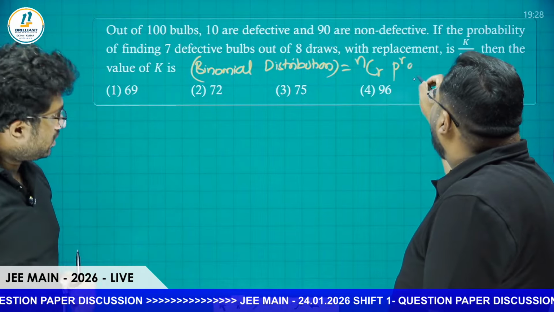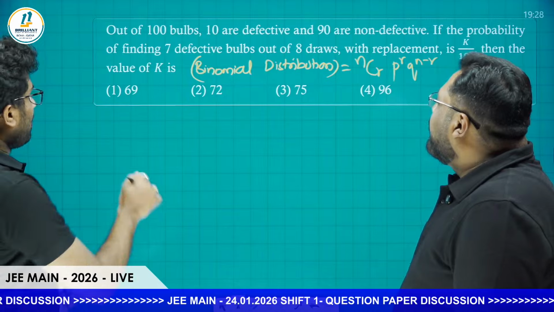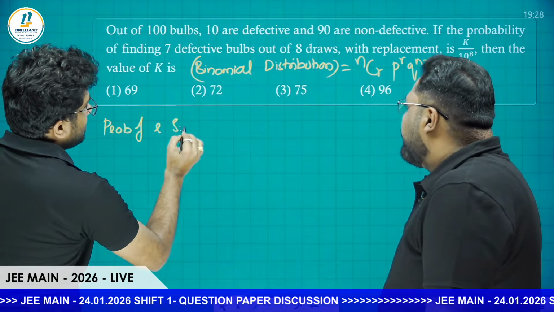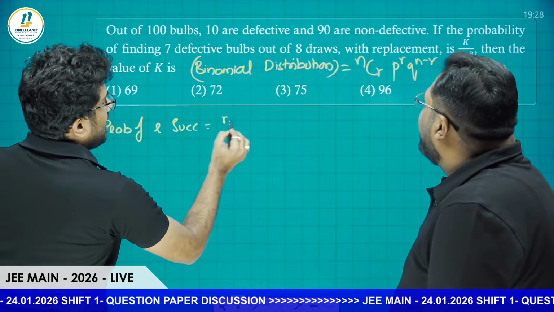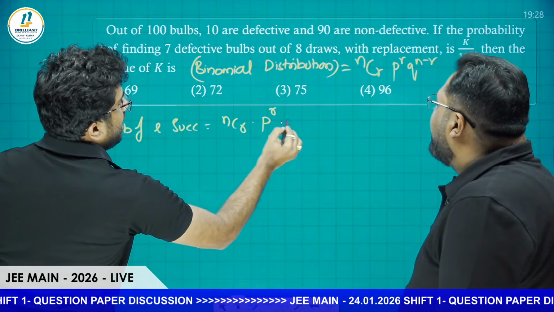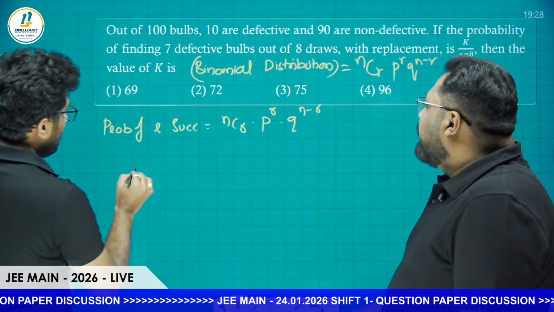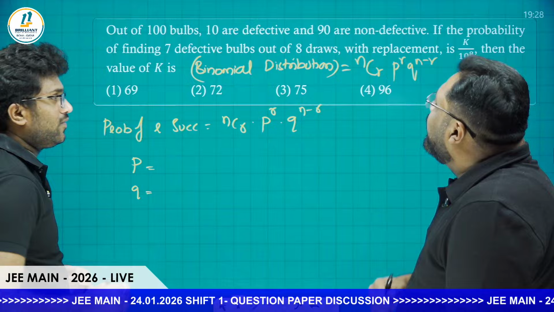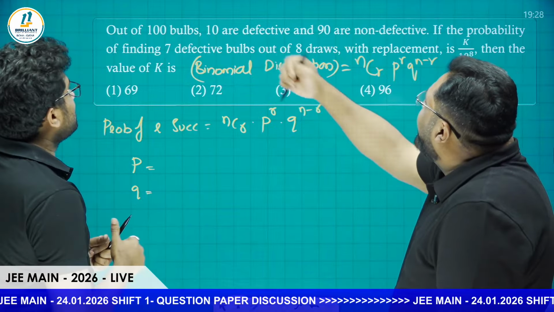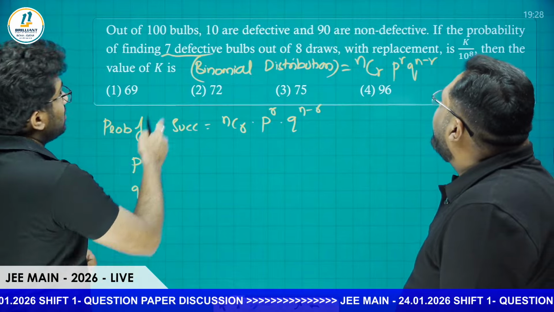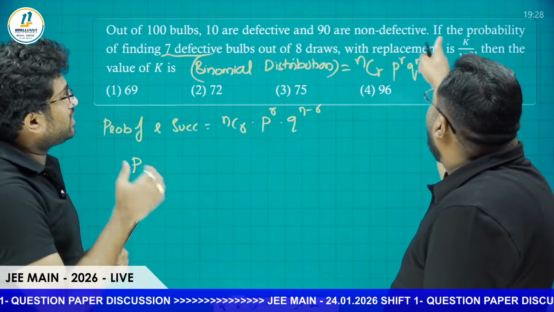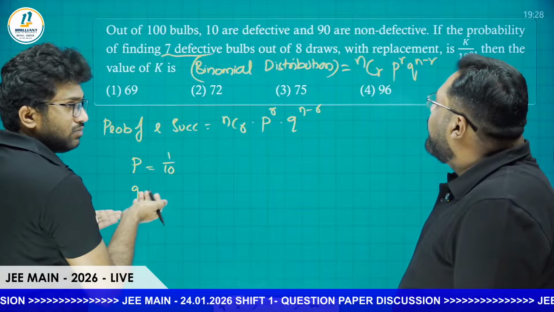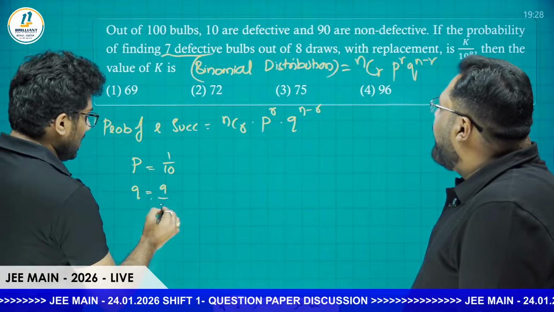P raised to R, Q raised to power n minus R. So the probability of R successes is equal to nCr into P power r into Q power n minus r. P denotes the probability of success, Q denotes the probability of failure. Here, success for us is getting a defective bulb. First, how many defective bulbs do we have? 10 out of 100. So 10 by 100, which is 1 by 10. As for failure, this will be 9 by 10.